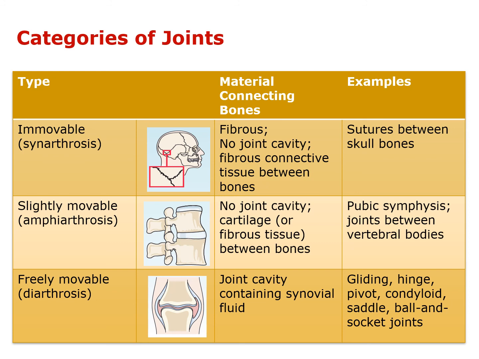Freely movable joints are diarthroses, and they do have a joint cavity that contains synovial fluid for lubrication. Examples of those are your gliding, hinge, pivot, condyloid, saddle, and ball and socket joints. So your diarthroses are your synovial joints, okay? They have synovial fluid.